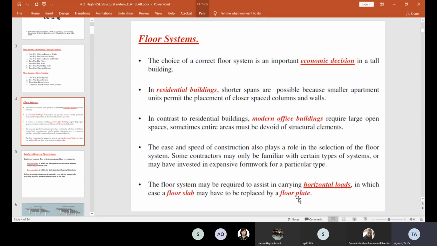providing the sufficient, we call the in-plane stiffness, because the load is in stiffness. So means we need to provide the sufficient in-plane stiffness so that the slab will not bend or will not deflect due to the horizontal load.